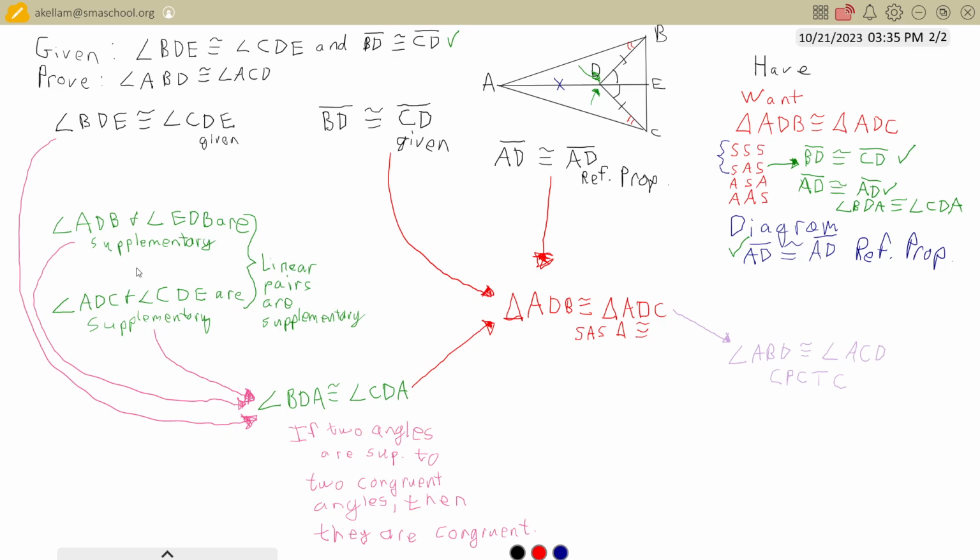My supplementary angles are from the diagram. My reflexive property is from the diagram. Use my given information and the information present in the diagram to prove what I need in order to get what I want, which ultimately lets me finish the proof.